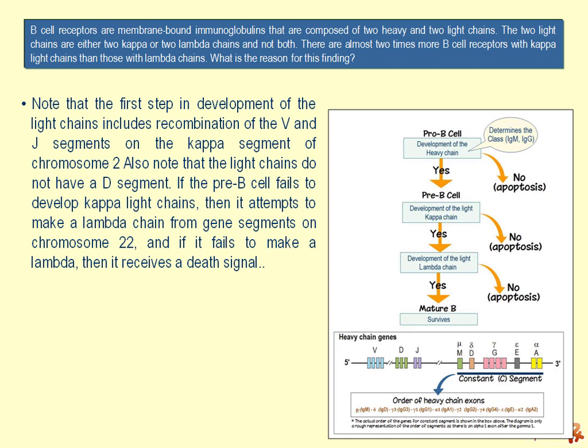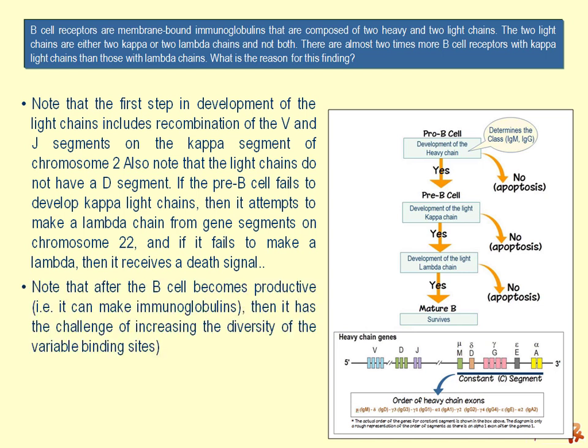So if a B cell fails to develop kappa light chains, then it attempts to make a lambda chain from gene segments on chromosome 22. And if it fails to make a lambda, then it receives a death signal.